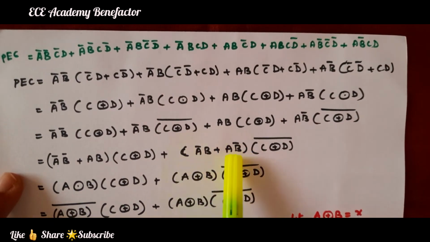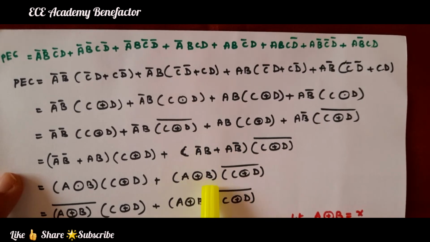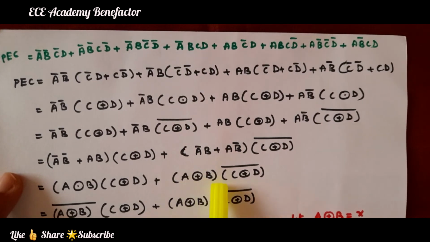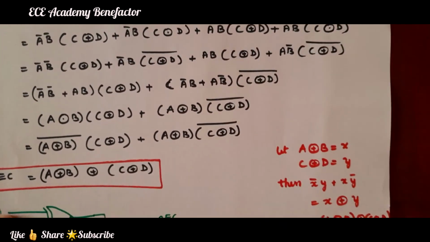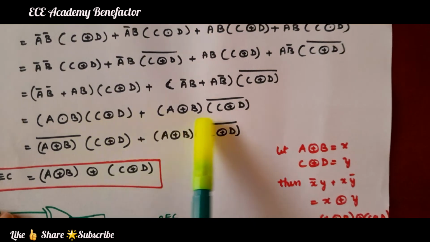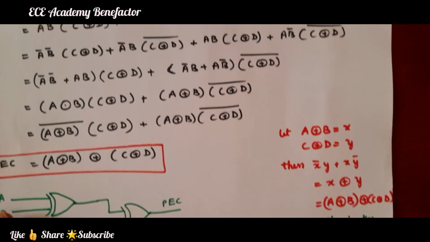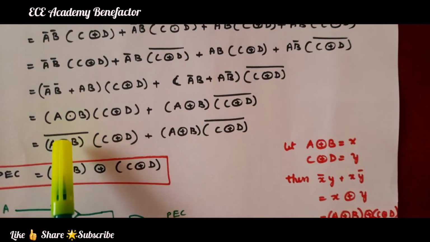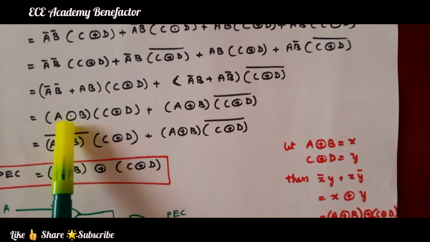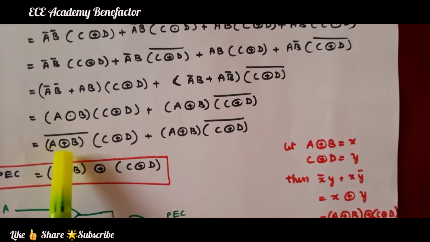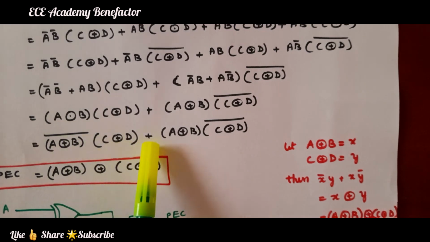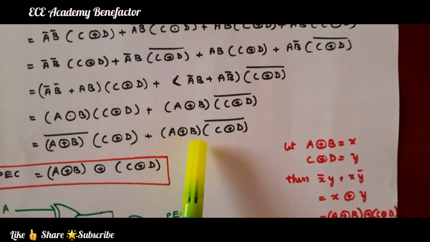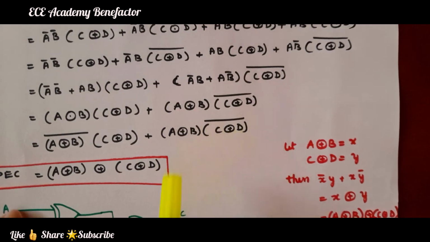it is an XOR gate, A XOR B dot (C XOR D) the whole bar. Okay. So we got this expression in terms of XOR. Now this XNOR can be written in terms of XOR. So what is this written as? (A XOR B) whole bar dot (C XOR D) plus (A XOR B) dot (C XOR D) bar.